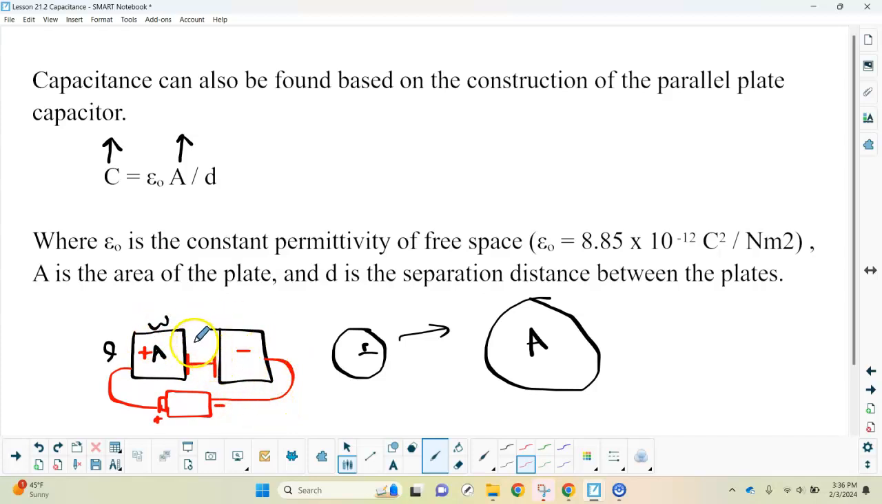The separation between those plates, they call D, and we used that when we were measuring the electric field in a parallel plate capacitor. But this also has an impact on the capacitance. If you increase this distance, the capacitance goes down, so they're inversely related. Epsilon naught is just a constant, though. That doesn't change. So that's basically the physical properties that determine how much capacitance is there.